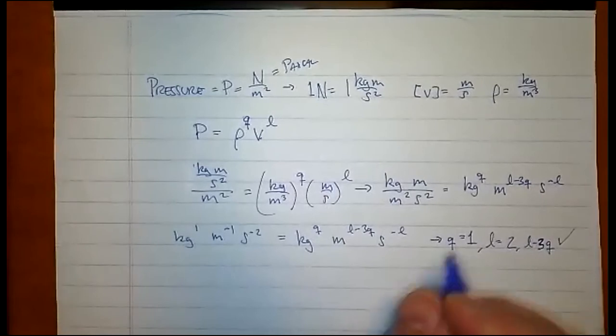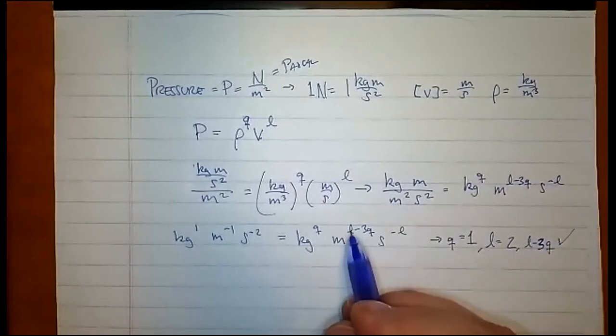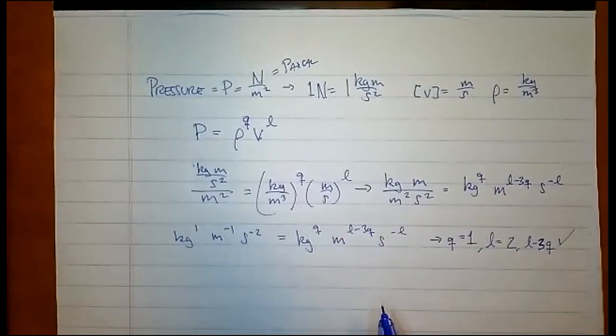Okay, so hopefully y'all got that Q was 1, L was 2, and then you double check to make sure that L minus 3Q was in fact equal to -1. Did everybody get that? Or anybody have any questions about that? I am kind of lost.